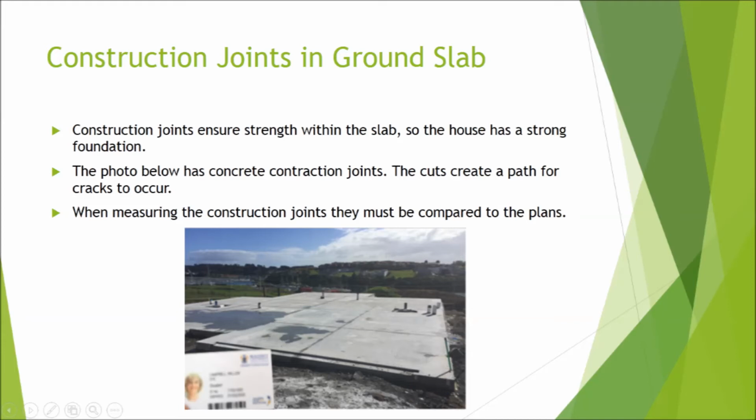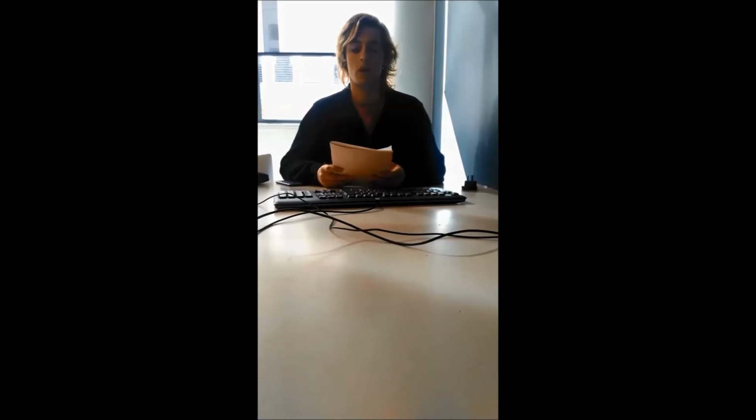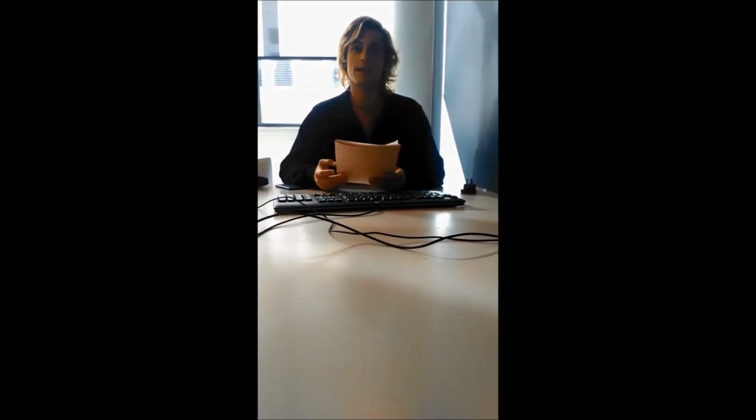Per NZS 4202, expansion, contraction and construction joints detailed in the documents or required to be formed in specific locations shall be measured separately and fully described. Basically what this means is the joints in the slab must be measured and fully described compared to the plans.